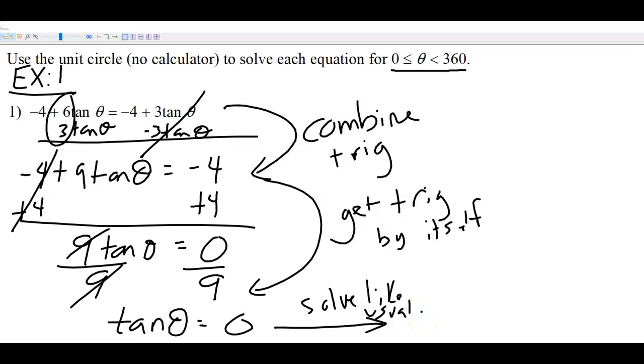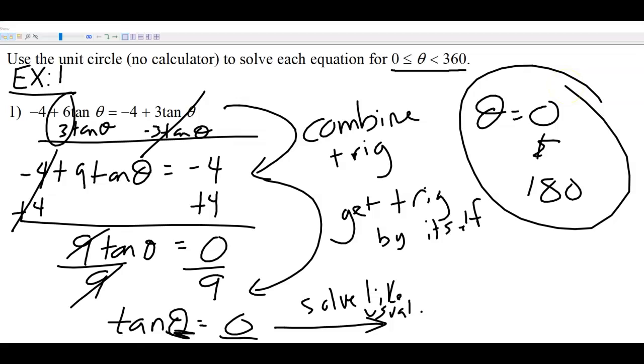So since this is tangent, we would want to look at the tangent unit circle, and we're going to find what angles give us a tangent value of 0. And there are 2 of them on there. One of them is 0, and the other one is 180. And so there are our answers. You could also write them as radians if you want to, 0 and pi, but this is good.